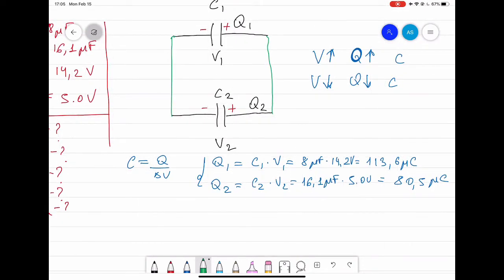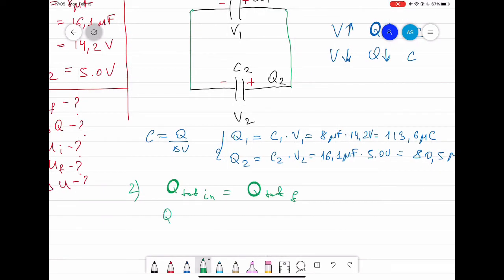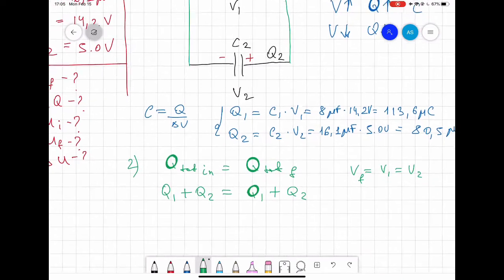The second thing we have to keep in mind is conservation of charge. Before connecting, Q total initial is equal to Q total final after connecting them. That means Q1 plus Q2 initial is equal to Q1 plus Q2 final. We know that when capacitors are connected in parallel, the voltage across each capacitor will be the same. So V final is equal to V1 is equal to V2. Now we can solve it.